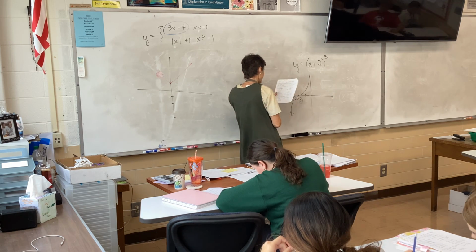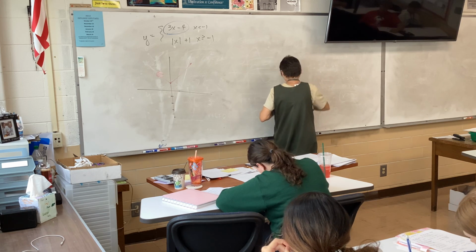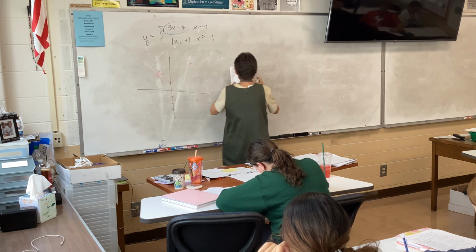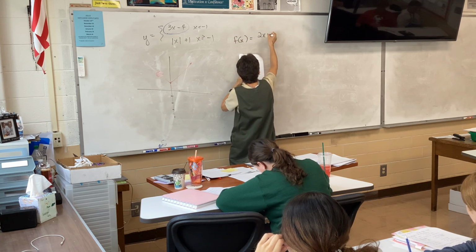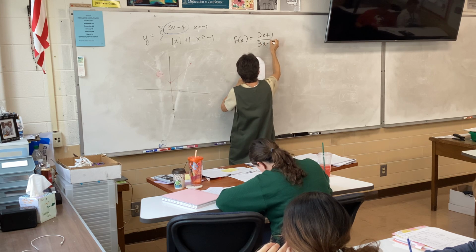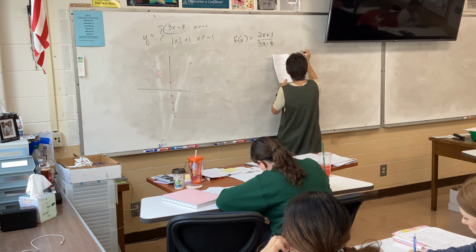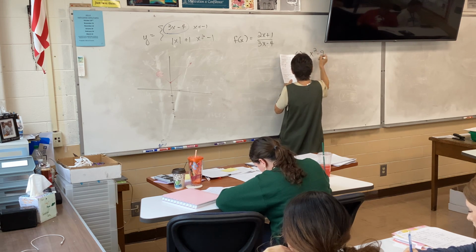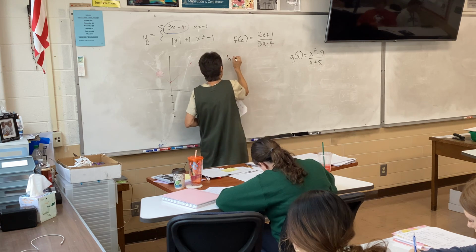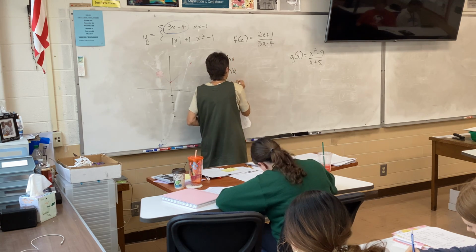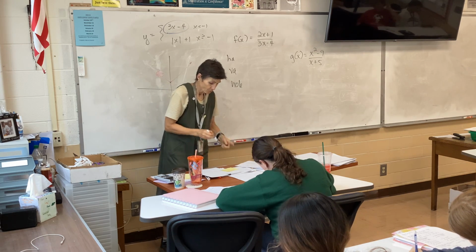All right, so this is the section where I have to find horizontal and vertical asymptotes and holes. Let's start with these first two. I need horizontal, vertical, and holes. All right, what should I do first, do you think?